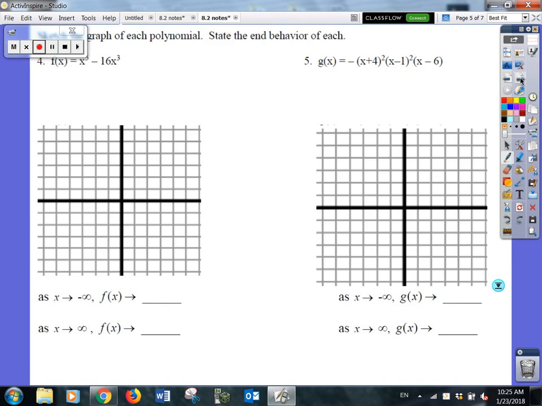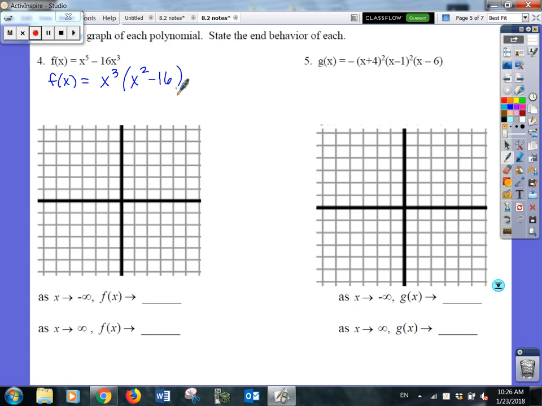sketch a graph. So sketching a graph of these, in order to do that, we need it to be in factored form. Okay, we're not going to make a t-chart, plug in values, plot all those points. We're not going to draw an actual graph of it. We're going to sketch a graph and then state the end behavior. So in order to do this one, we have to go back to what we did in 8.1 and factor this one first. So f of x equals, we can take out an x to the third, and we're left with x squared minus 16.